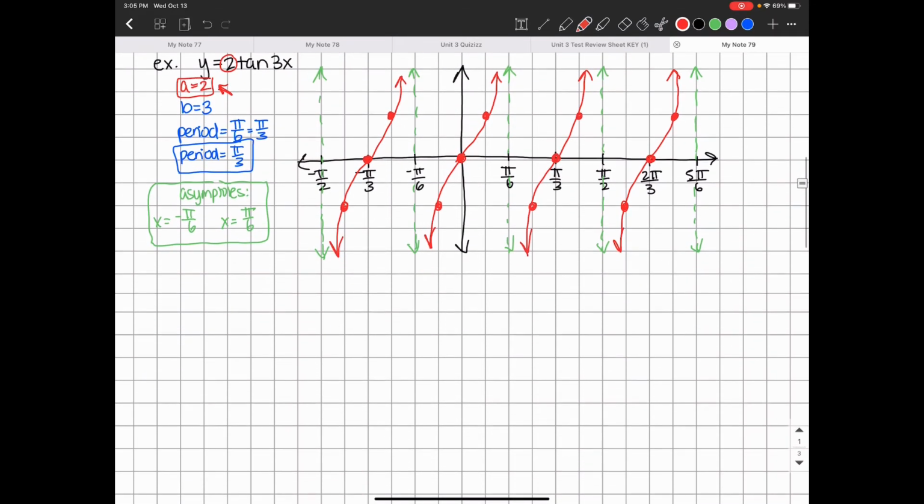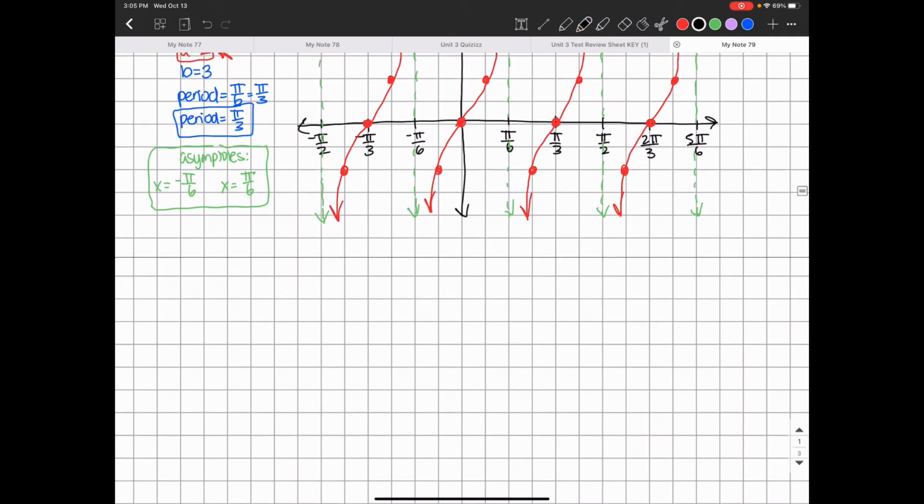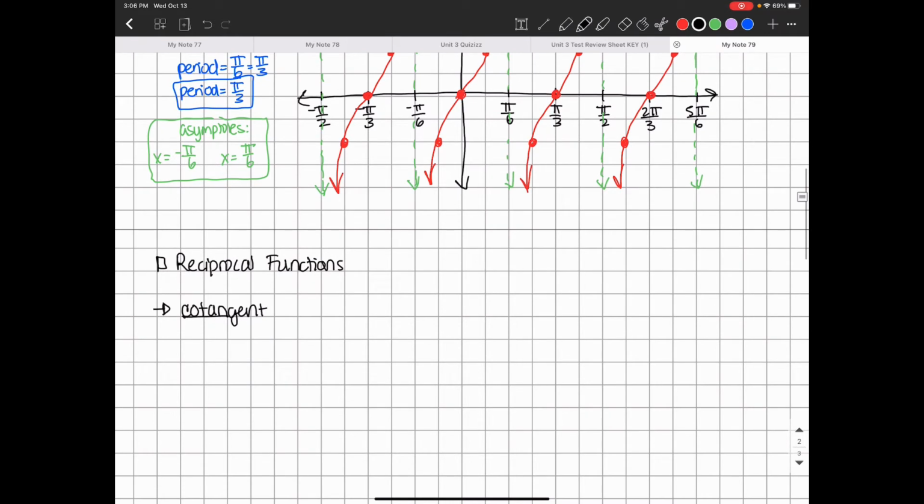All right. The next thing I'm going to talk about are reciprocal functions. The first one I'm going to talk about, since we just talked about tangent, is its reciprocal, cotangent. Cotangent is written like this, and since cotangent is the reciprocal of tangent, instead of sine over cosine, it's cosine over sine.